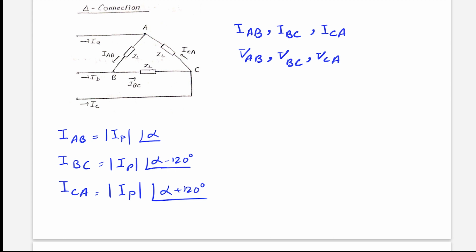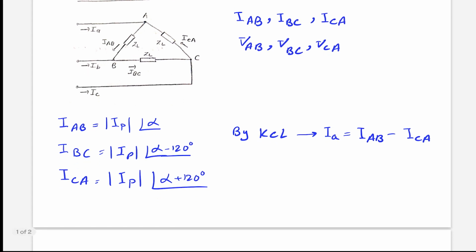Okay, so what do we notice? Well, by KCL, we can see that IA is here, and IAB and ICA. What can we say by KCL at this node A? Well, by KCL, we can understand that IA will be equal to IAB minus ICA. Okay.